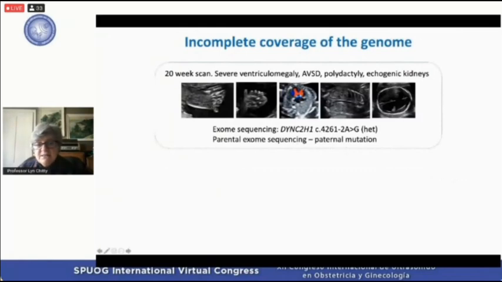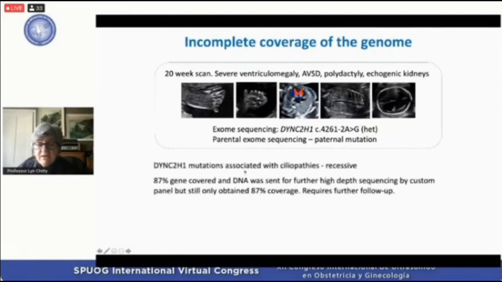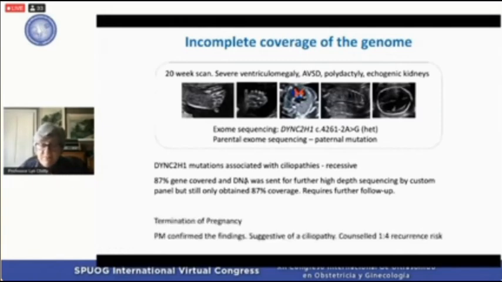Aquí tenemos un caso con polidactilia, ecografía normal, ventrículos grandes de hidrocefalia, y esto parece corresponder a una ciliopatía. En esta secuencia se identifica esta mutación, la cual ha sido heredada del papá, y estas ciliopatías son recesivas y no pudimos encontrar la segunda mutación. Entonces, este es un ejemplo donde debe haber una segunda mutación, pero no hemos sido capaces de identificarla. Con un 87% de cobertura de los genes se terminó el embarazo y el post-mortem confirmó los hallazgos.